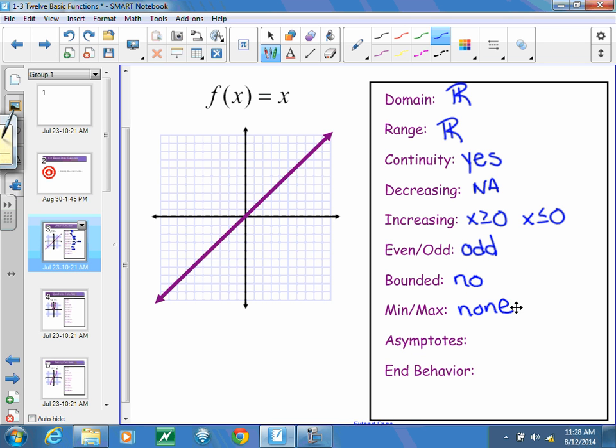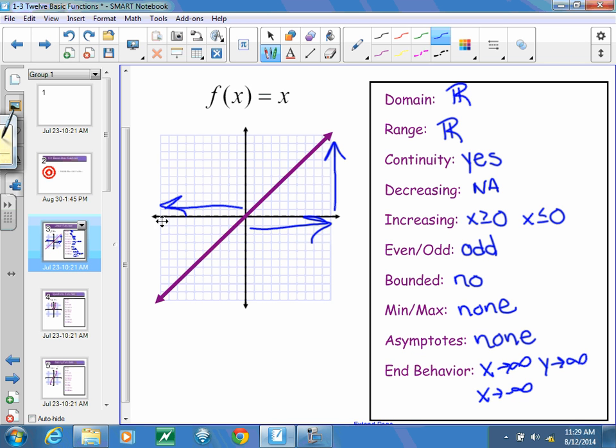Because it's not bounded, we have no minimums or maximums. There are no asymptotes. And as far as the end behavior goes, we're looking at what's happening as x goes towards positive infinity, in which case y is going to go towards positive infinity. And then also what's happening as x goes towards negative infinity, going the opposite way, our y values are decreasing or going down, so y is going towards negative infinity. And so here we're just taking all those properties and applying them to the linear function.